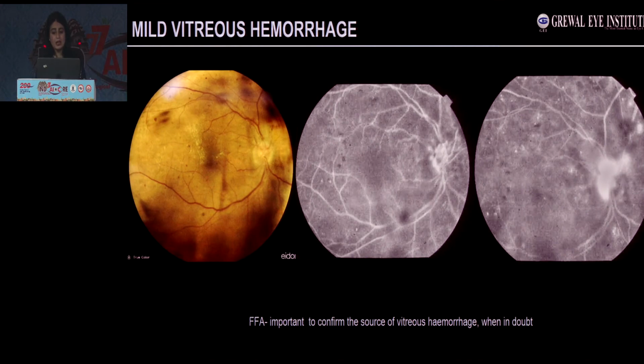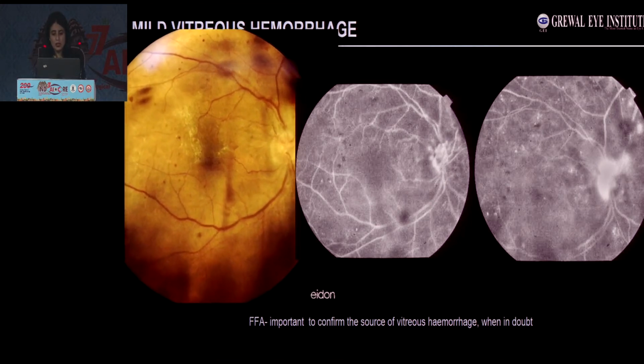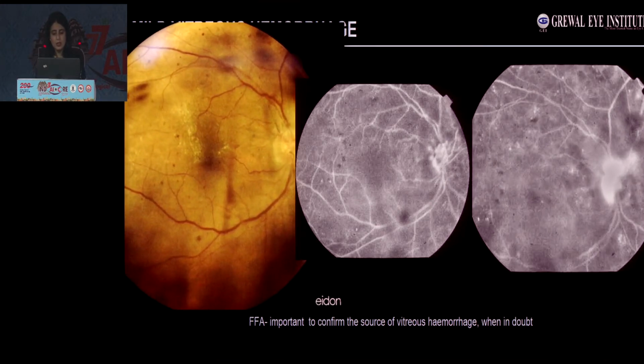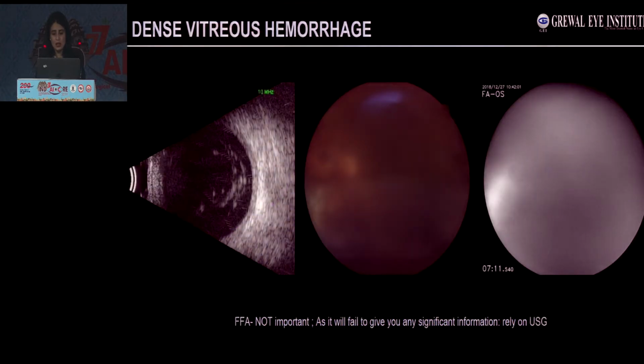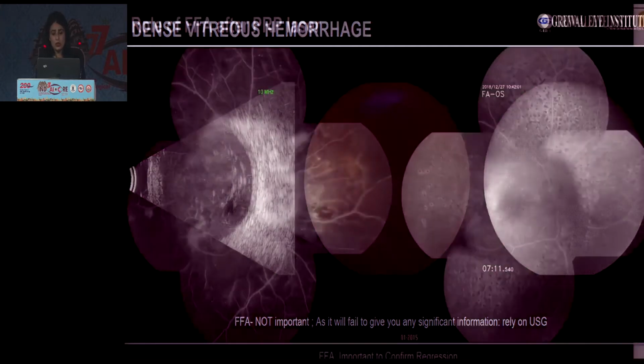In case of mild vitreous hemorrhages, again, FFA helps you to confirm the source of bleed. The fundus picture depicts mild vitreous bleed over here. FFA early and late frames picks up the leaky NVD, and this confirms that you are dealing with a case of a PDR. However, when it comes to dense vitreous hemorrhages, FFA is not that important, as it will not pick up any significant information, and so you have to rather rely on your ultrasounds.